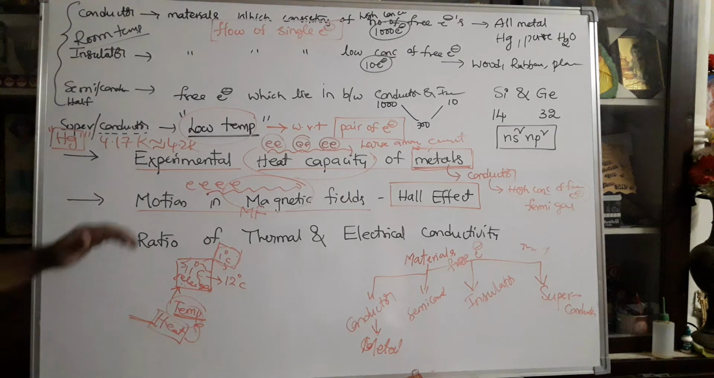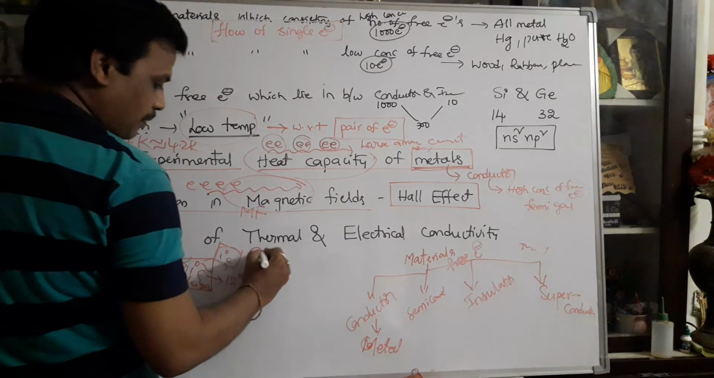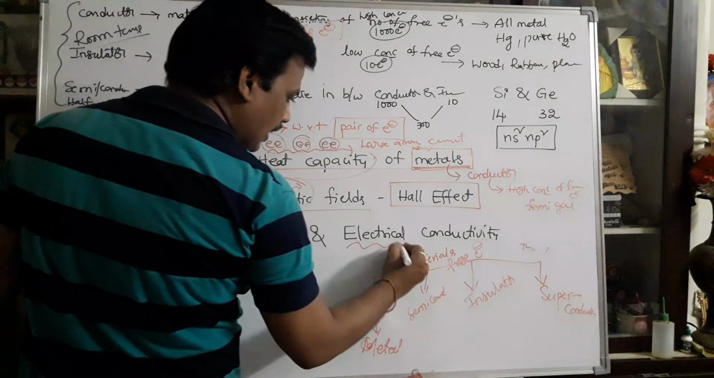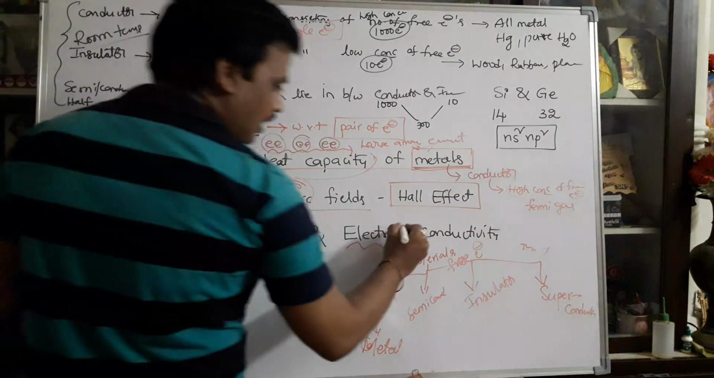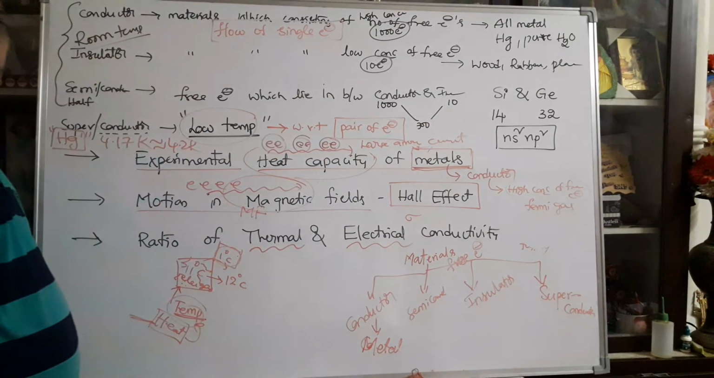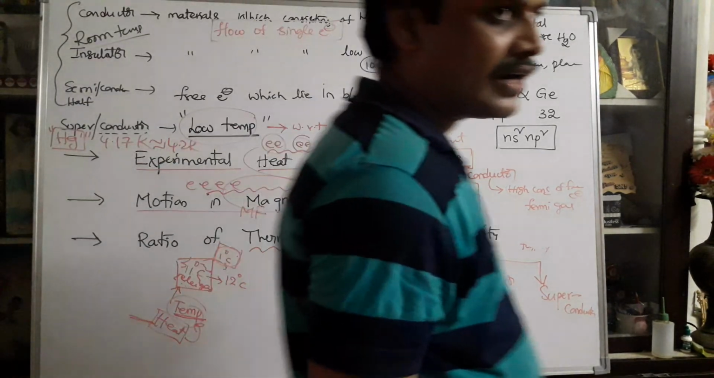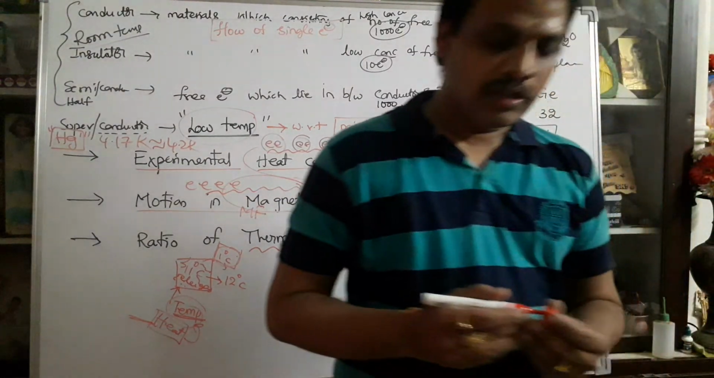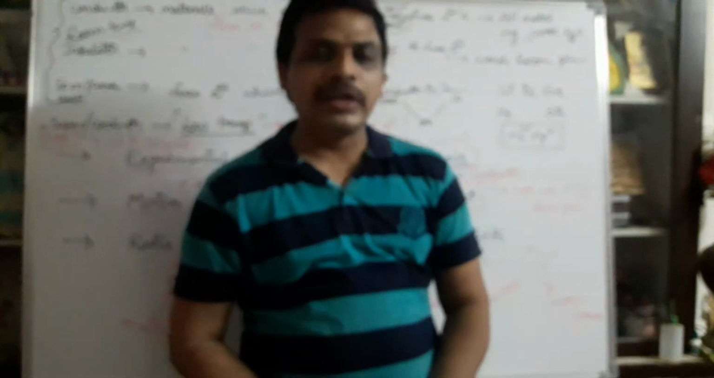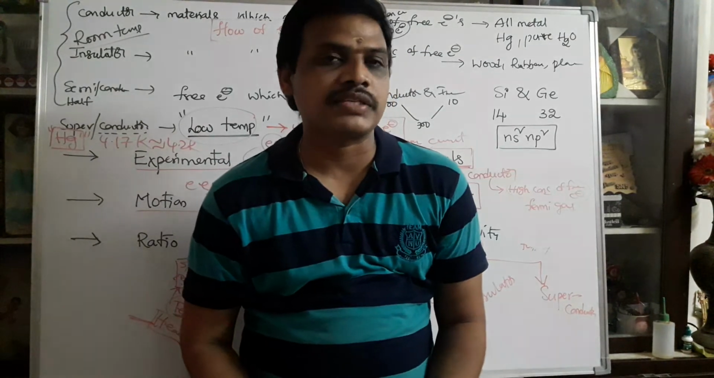After completion of topic number 5, you go to the ratio. How can the ratio be explained? Thermal and electrical conductivity. Electrical conductivity is nothing but sigma. What is conductivity? The reciprocal of resistivity is conductivity. Otherwise, it is the flow of electrons per unit interval of time, particularly in unit time and unit area of cross section. That is called conductivity.